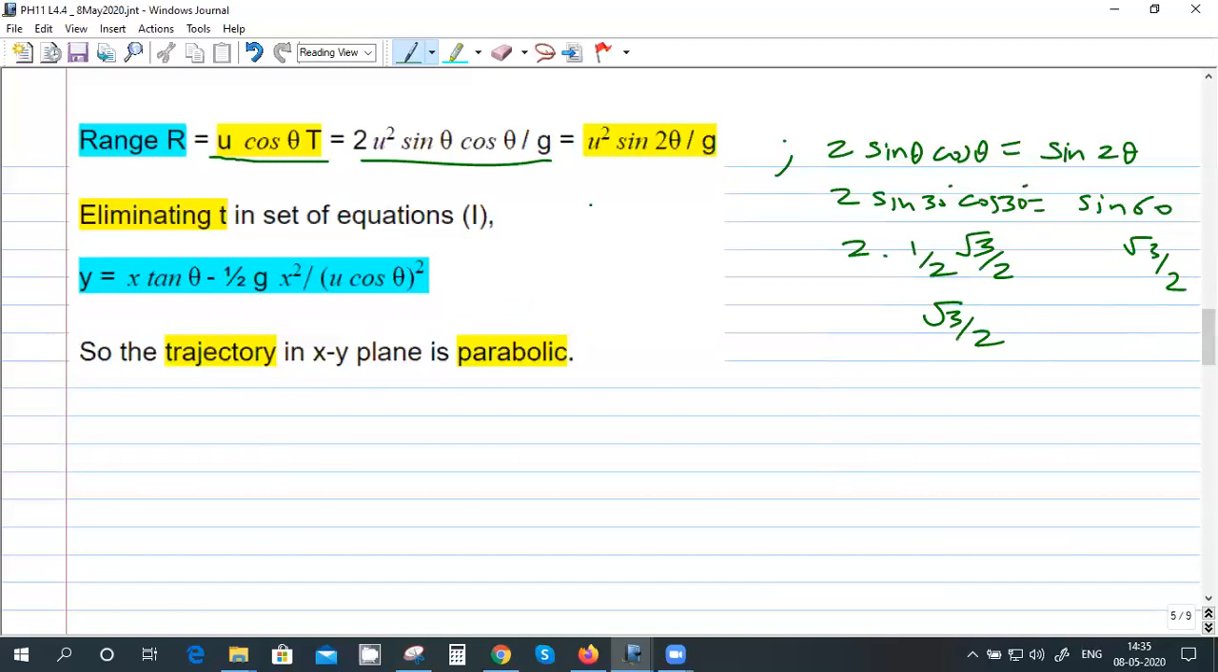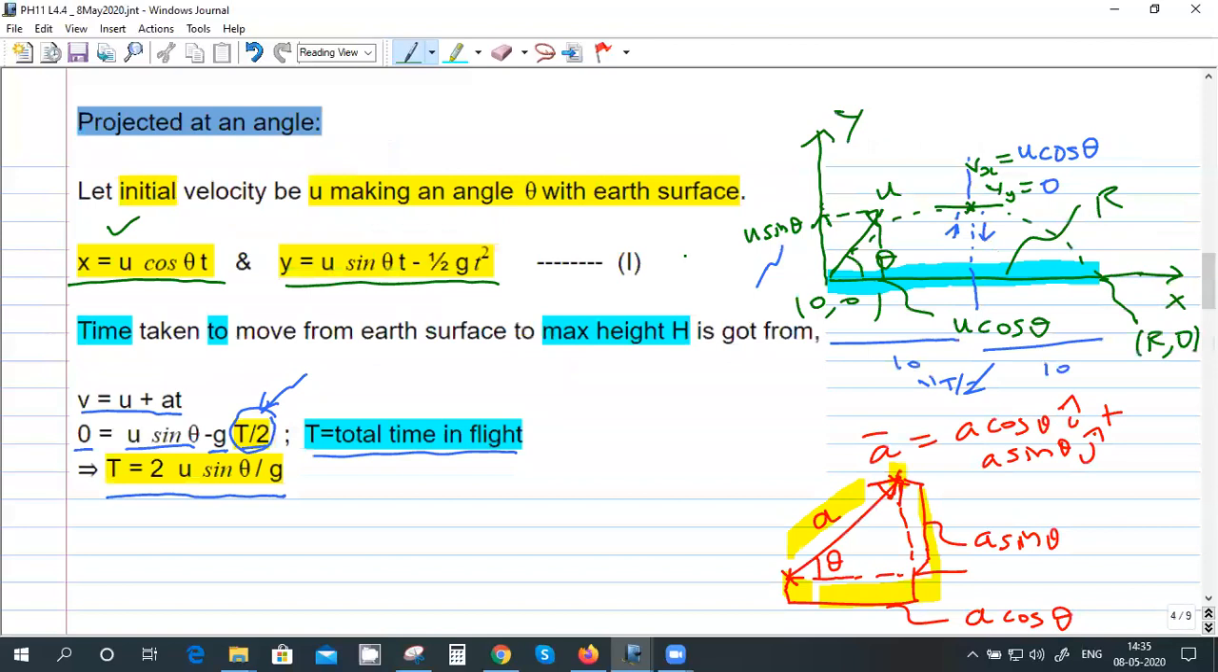So the range is u square sin 2 theta by g. U is the initial velocity, which is known, and theta is the initial angle, which will also be known. The range is known. Right. Now we have the maximum height. Sorry, the time taken to go from 0 to capital R, and then the range also.